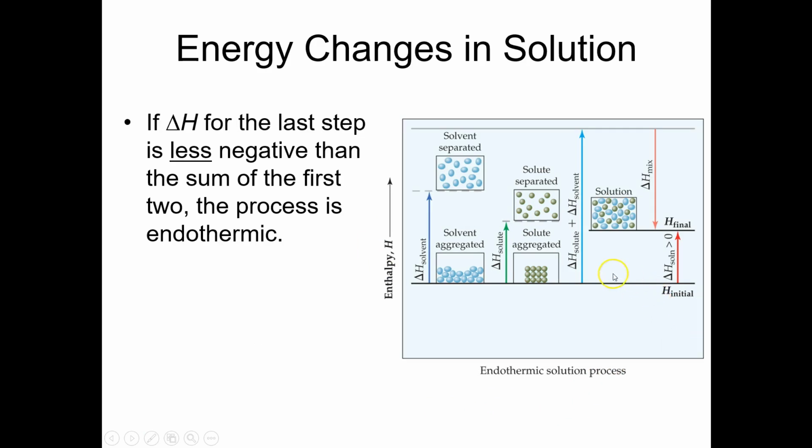If, on the other hand, you have to put more energy into the sum of breaking apart solvent and solute particles than you get out of forming the solution. If you have to put more enthalpy into that, if this light blue arrow is larger in magnitude than this red arrow, then that's going to be an endothermic process, and that process will absorb heat.